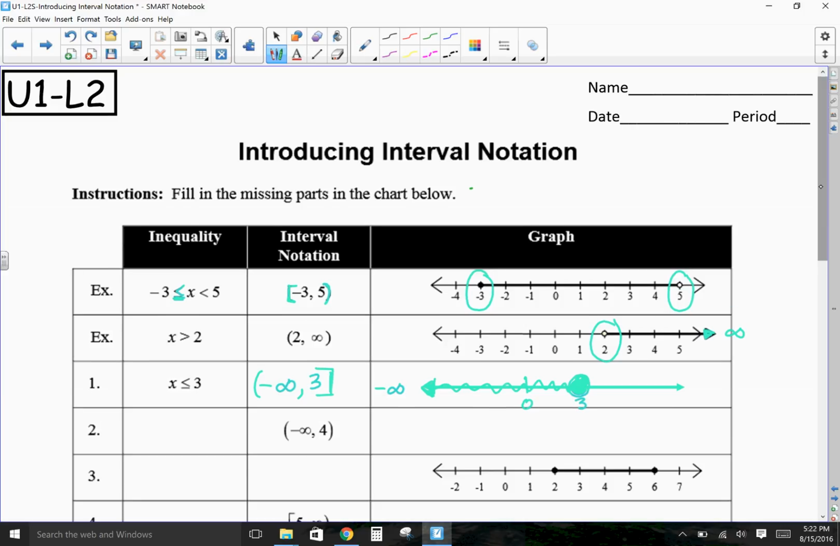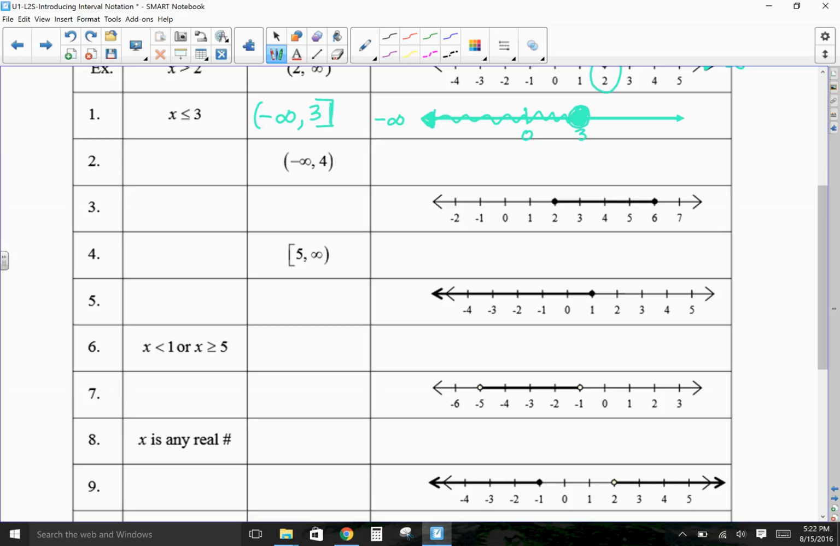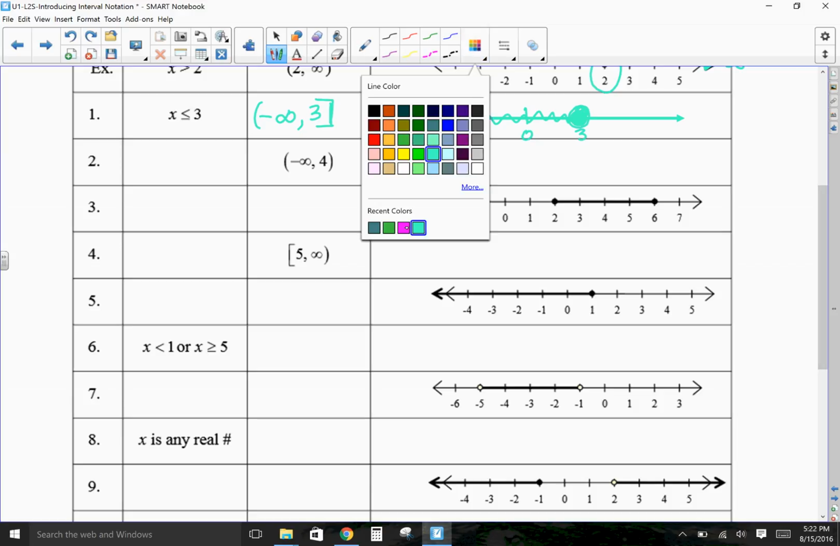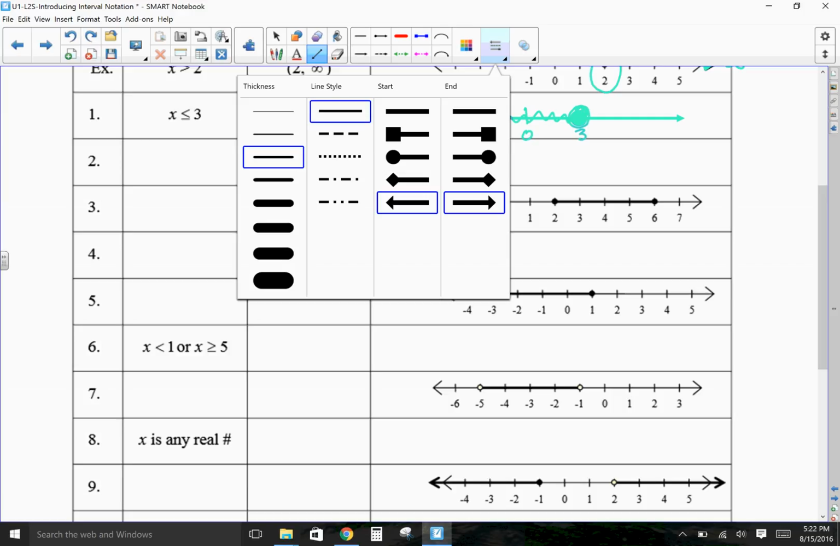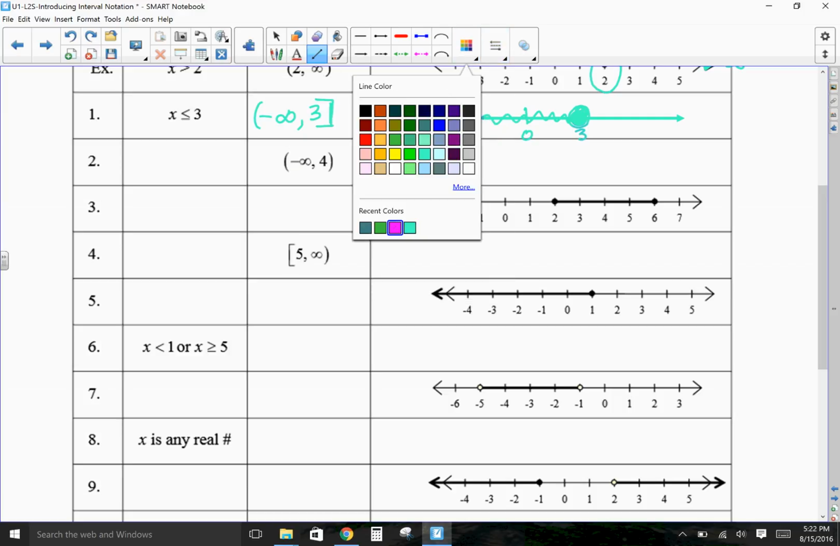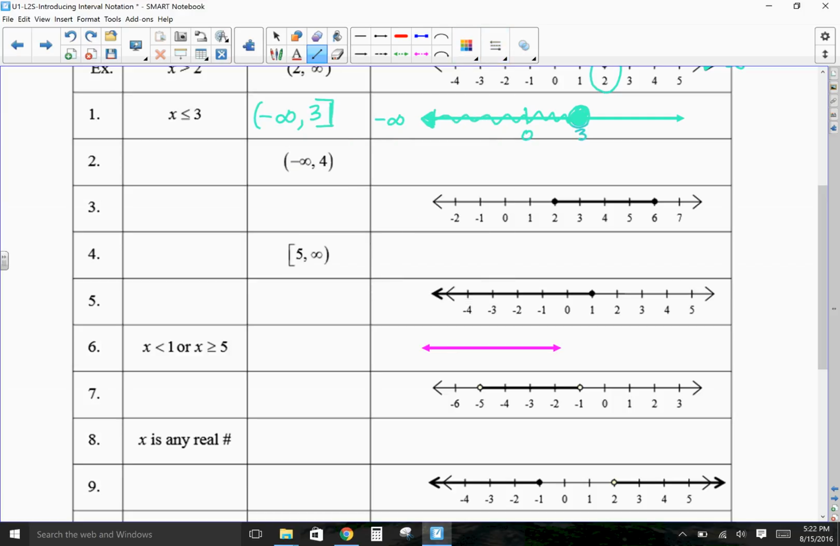Okay? The other example that I did was number 6. So if I go to number 6, it says x is less than 1 or greater than or equal to 5. So I'm going to draw that line. Oh, good. It's already drawn. Ready to go. And here's my line.